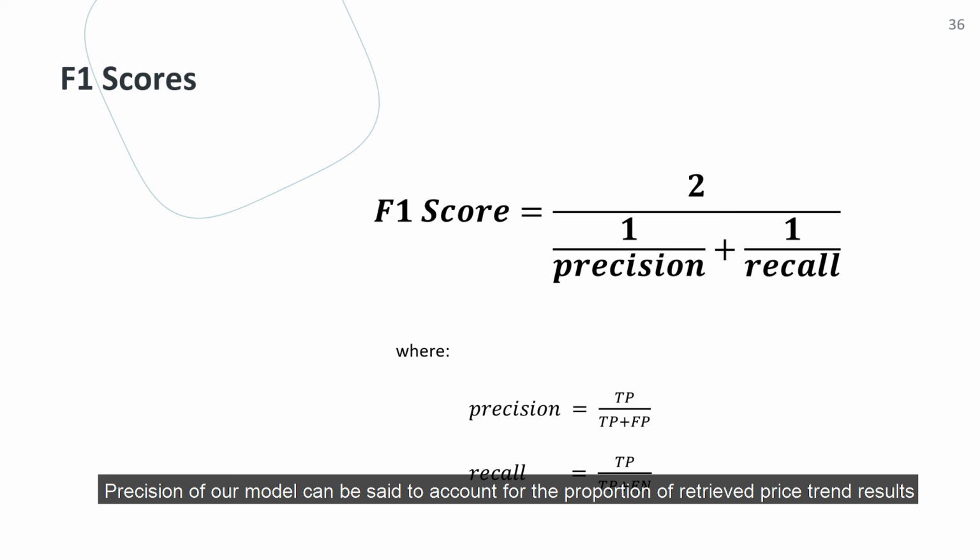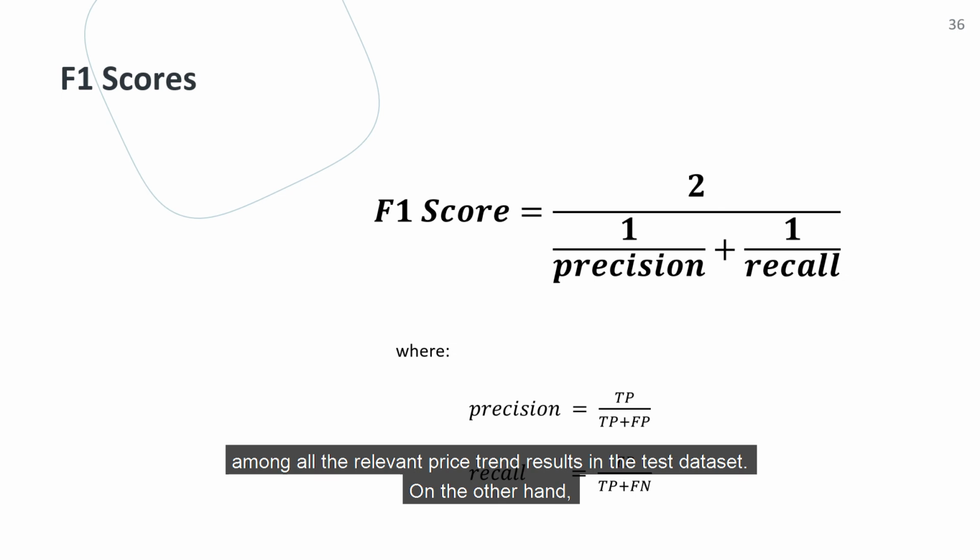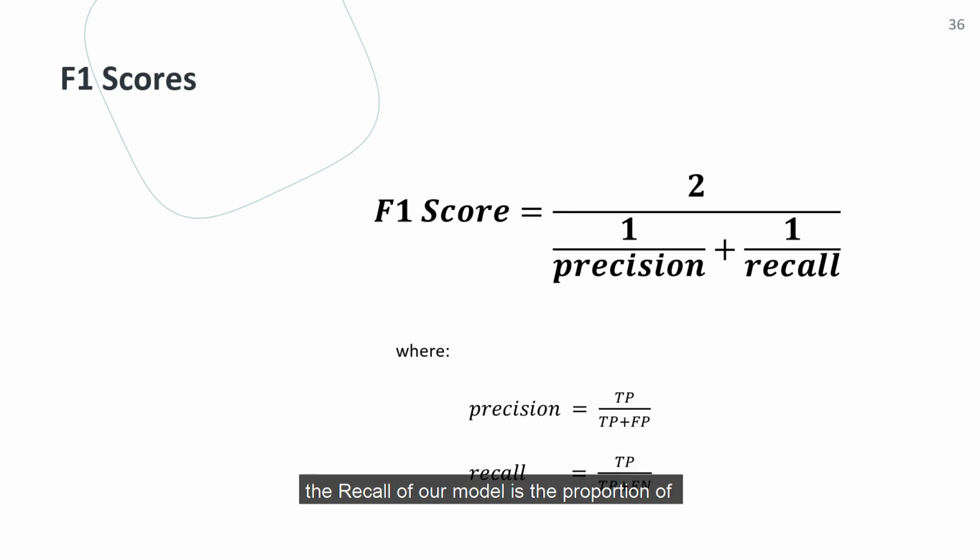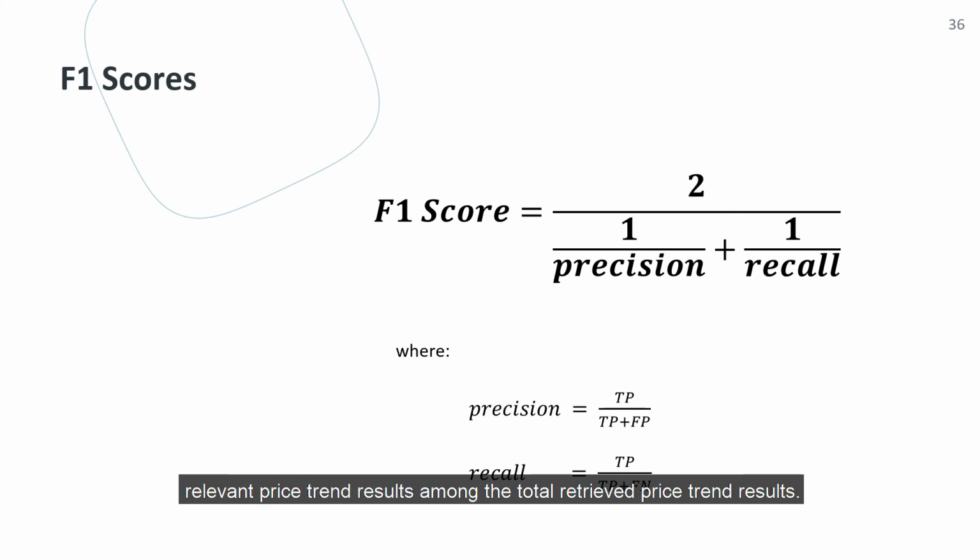Precision of our model can be said to account for the proportion of retrieved price trend results among all the relevant price trend results in the test dataset. On the other hand, the recall of our model is the proportion of relevant price trends results among the total retrieved price trends results.